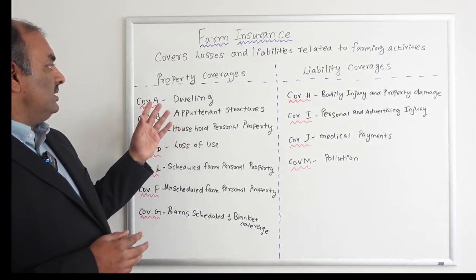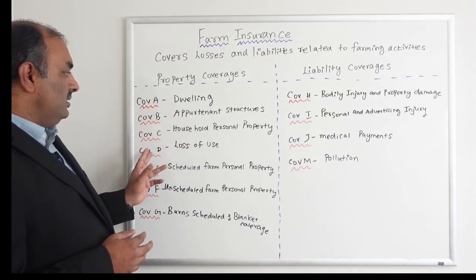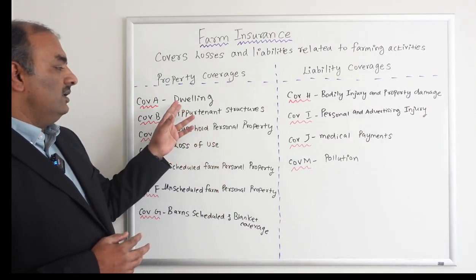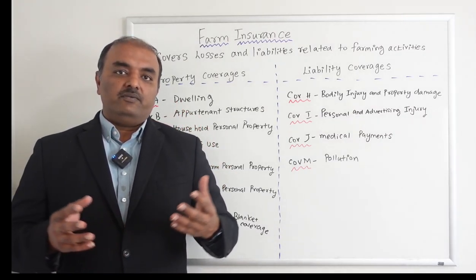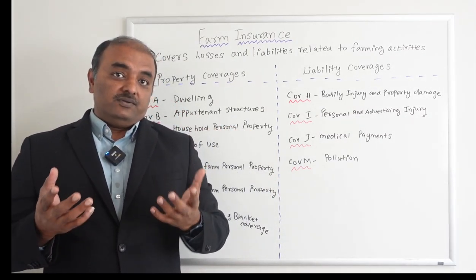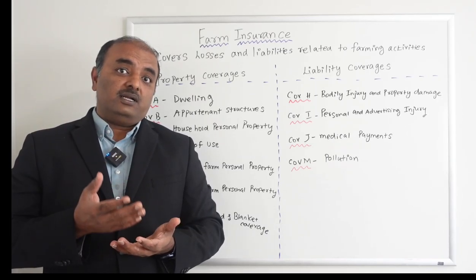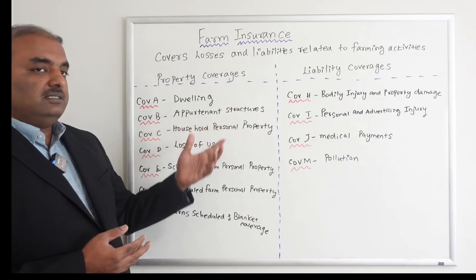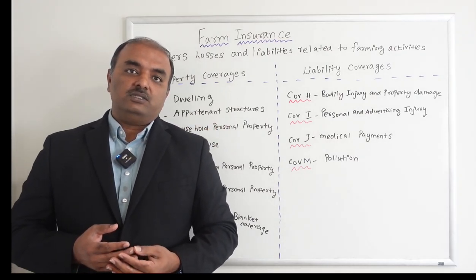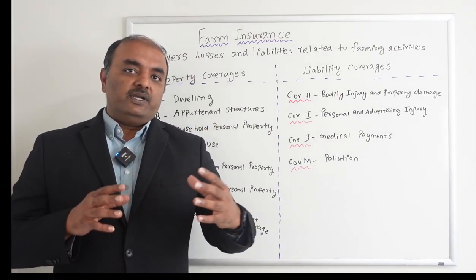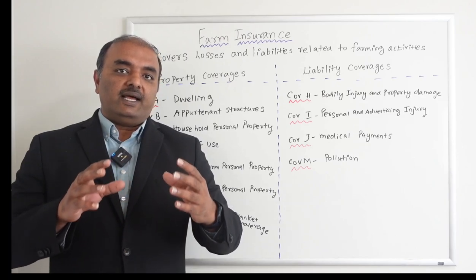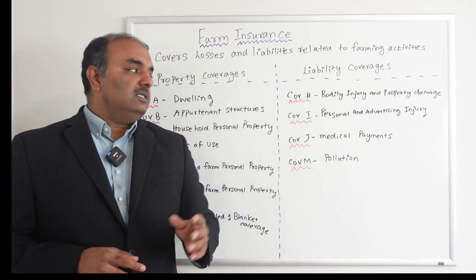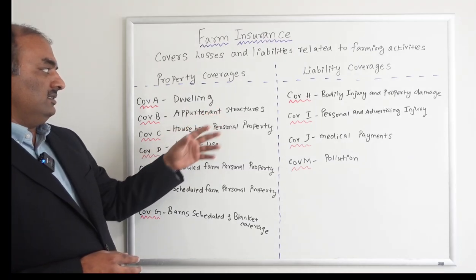To start with property coverages, A to D is more or less like a homeowner's insurance, right? Coverage A is dwelling, your actual home that you have within your farm. You need coverage for that because you are staying there and you are conducting farming business. Then appurtenant structures are structures that are associated with your home. It may not be directly attached to your home, but it could be a garage or something that is detached, but still it's part of your home. So that is covered under appurtenant structures.